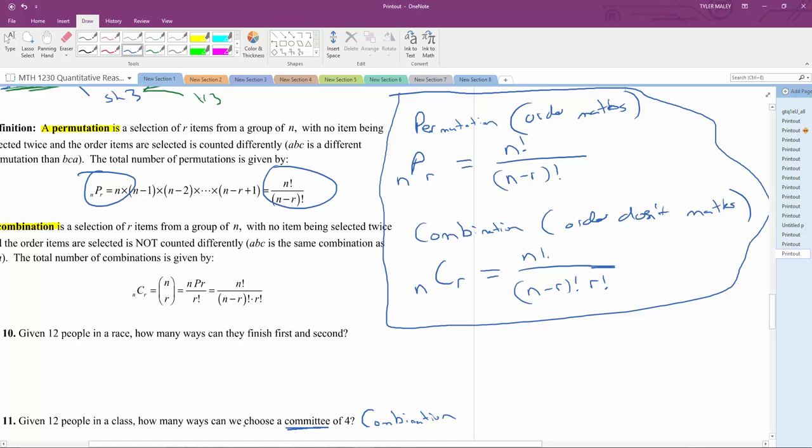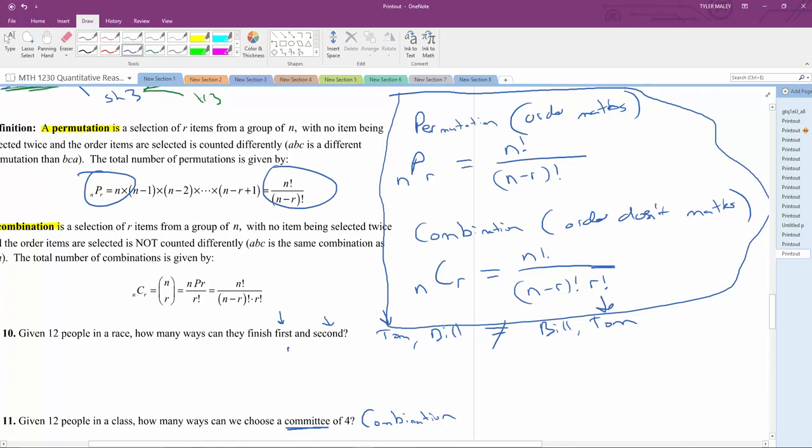Makes no difference. Where number 10, here it said given 12 people in a race, how many ways can they finish first and second? So order does matter here, right? So if Tom came in and then, I don't know, Bill, right? This is not the same thing as Bill, comma, Tom, right? Because this has Tom being first place, and over here Tom is in second place, right? So those aren't equal. So order matters in this case.